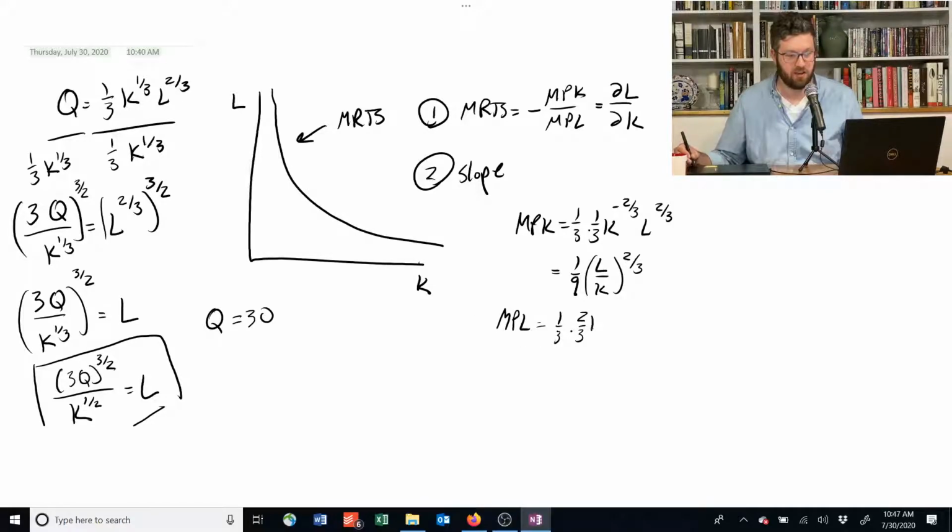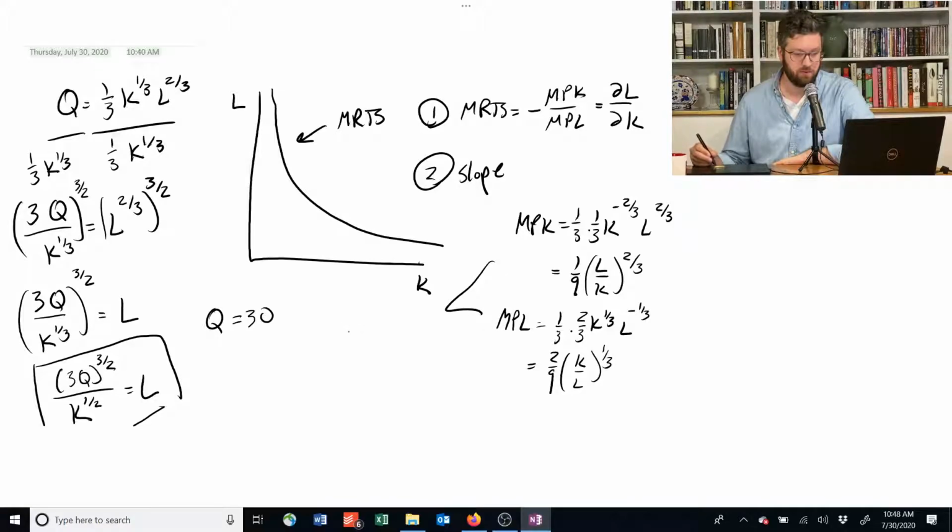And then we have K to the 1/3, L to the 2/3 minus 1, which is negative 1/3. And we're going to get 2/9 times K over L to the 1/3 power. Okay? Now, these look kind of ugly, but actually it's not that bad. If we divide one by the other, we're going to get a simple equation.